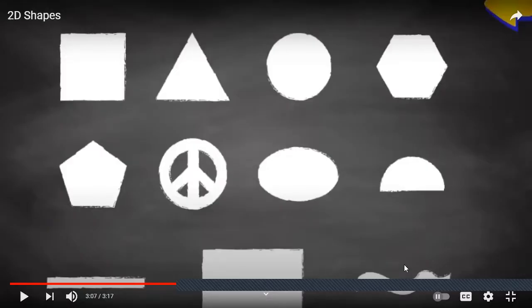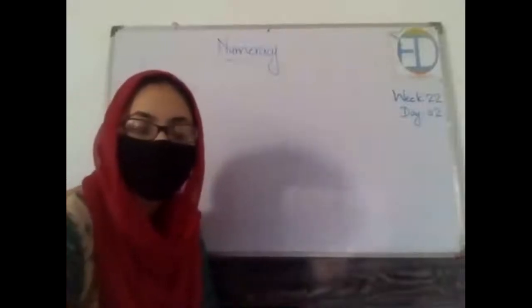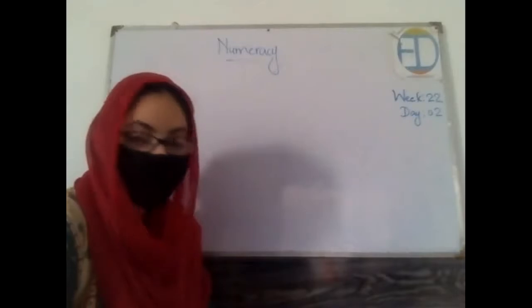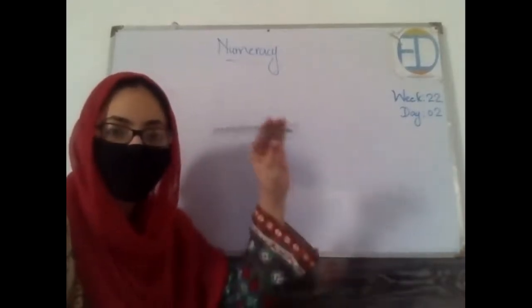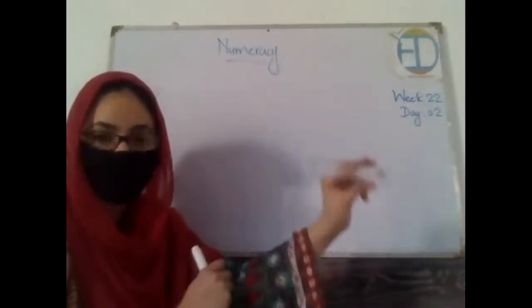Okay, so see, through this we have revised all the shapes that we have studied so far. Okay, now let's come toward how we can draw lines. So for that you need a ruler. This is a geometry ruler that all of you have in your geometry box, right?